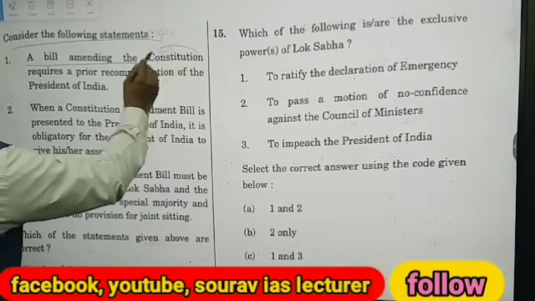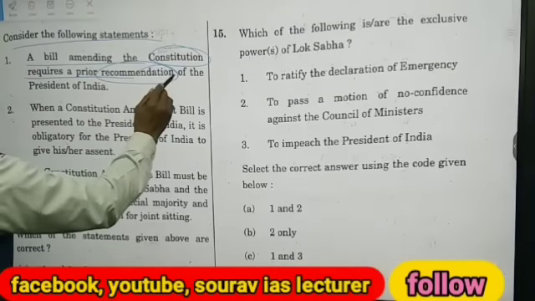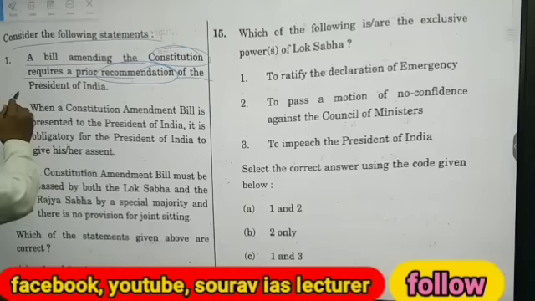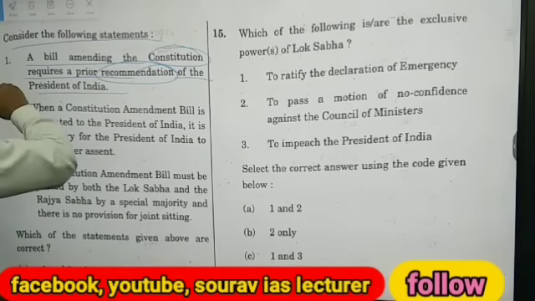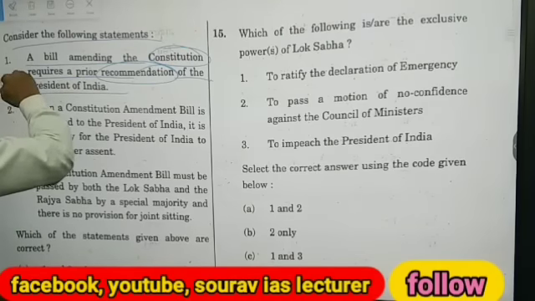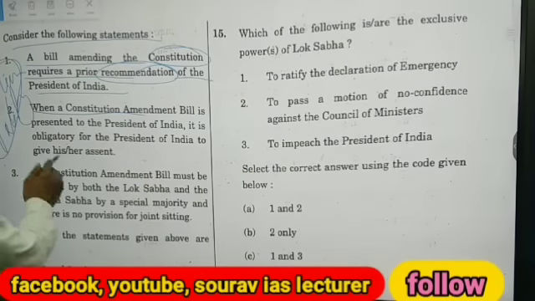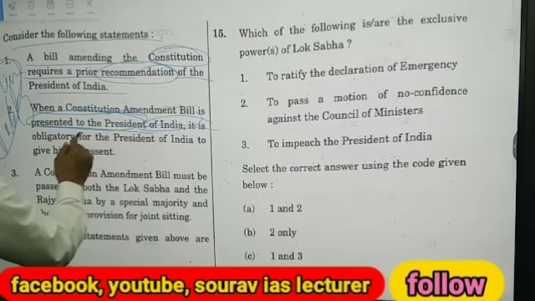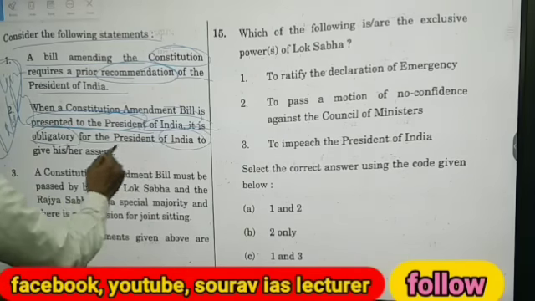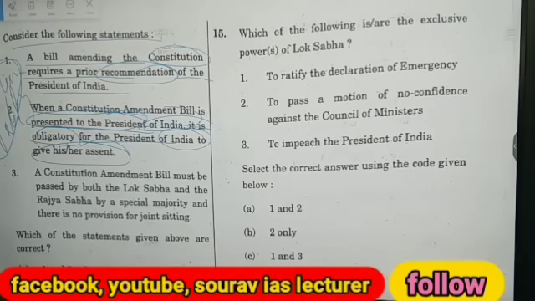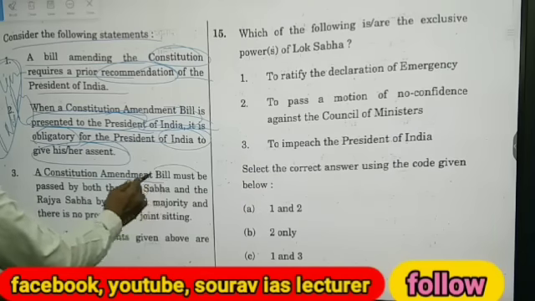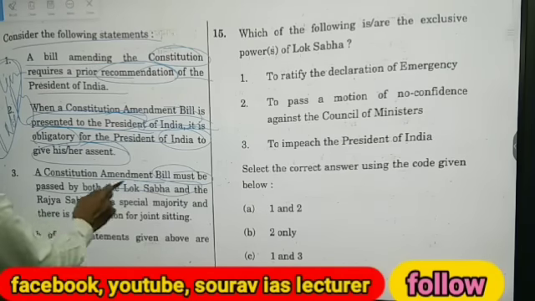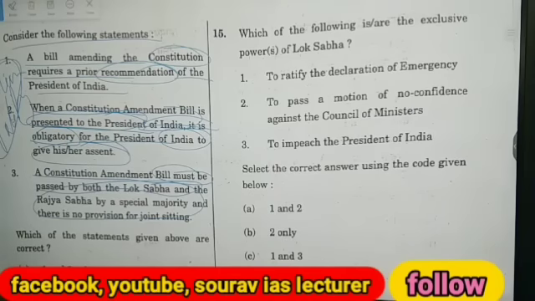Consider the following statements. A bill amending the Constitution requires the prior recommendation of the President of India. This is question 30, an Indian polity question. When a Constitution amendment bill is presented to the President of India, it is obligatory for the President to give assent. A Constitution amendment bill is passed by the Lok Sabha and Rajya Sabha by a special majority, and there is no provision for a joint sitting.